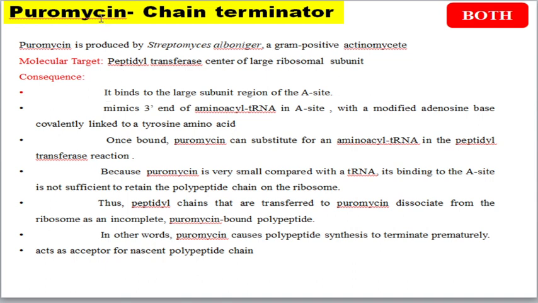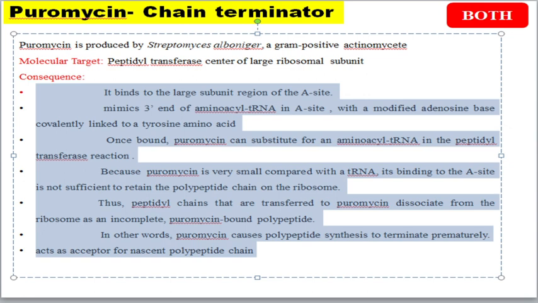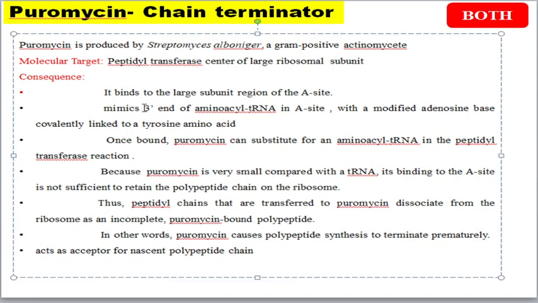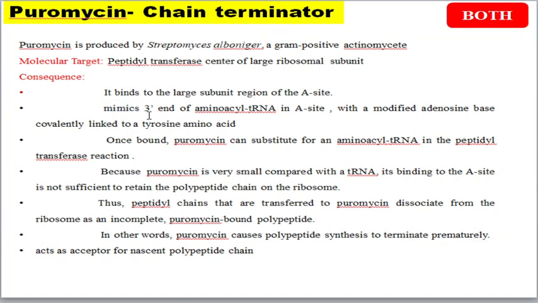Okay, now what are the consequences? It is really a difficult concept, friends. So for your notes only, I had given this many points so that it will be very helpful. First, it will bind to the largest subunit at the A site, and next, it's a good mimicry artist. What it will do is mimic the 3' end of amino acyl tRNA. So it is a mimicking agent.